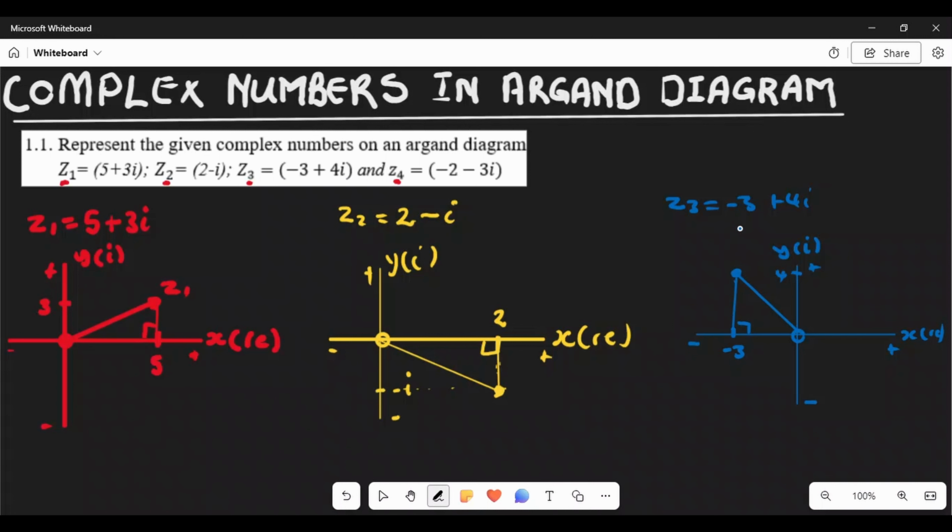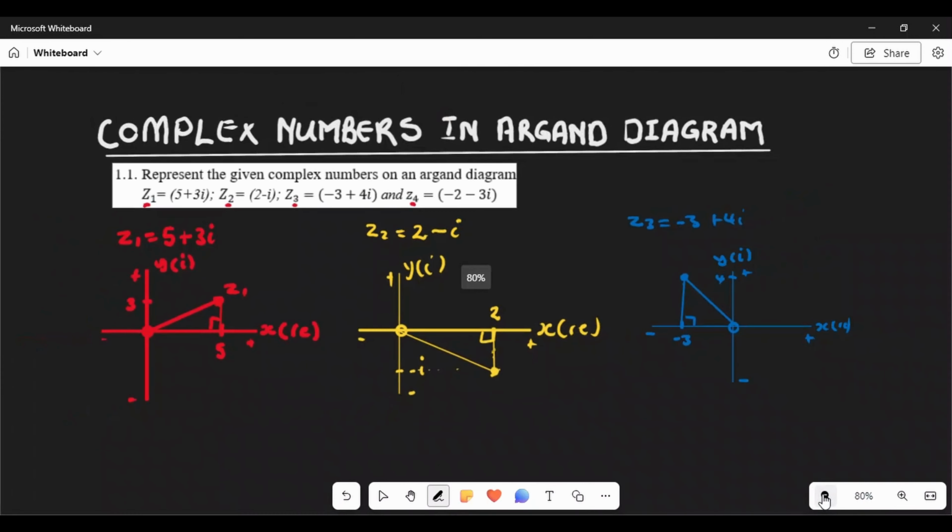So as you can see, when we have a negative real number but a positive imaginary number, our diagram is going to be on the second quadrant. Right, guys, so this is a representative of an Argand diagram for Z3. Now let's create a little bit of space for Z4.